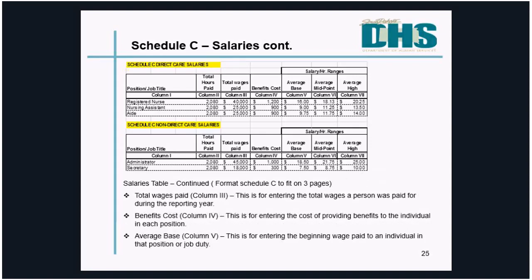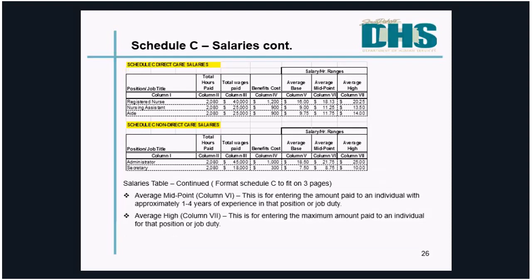The average base, if you look at the bottom of this slide, is for entering the beginning wage paid to an individual in that position or job duty, not necessarily the lowest paid or the average of the wages of that job duty. It would be what the starting wage would be for that area.